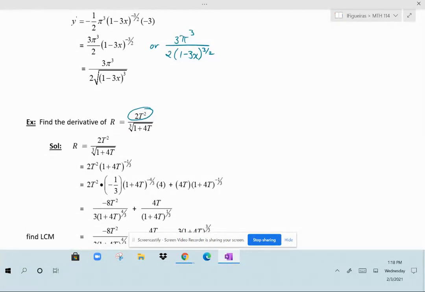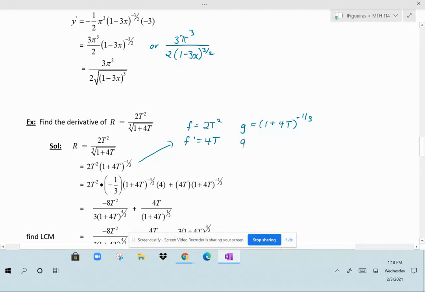I did this one with product rule by rewriting my denominator as 1 plus 4t to the negative 1/3. And then I used product rule on these two expressions. So here I let f equal 2t squared, and I let g equal 1 plus 4t to the negative 1/3. F prime is 4t, and g prime is negative 1/3 times 1 plus 4t to the negative 4/3 times 4.